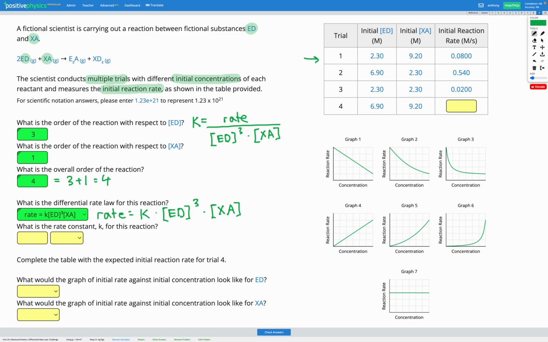We have 3 options here. We could use any of those and we should get the same value. So you can just pick one. So I'll pick the first one and put in my numbers.